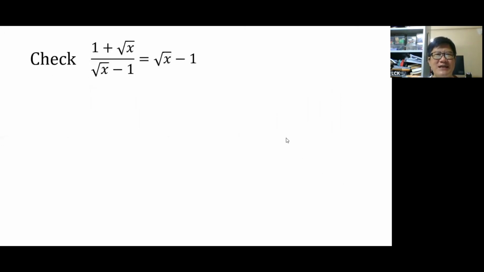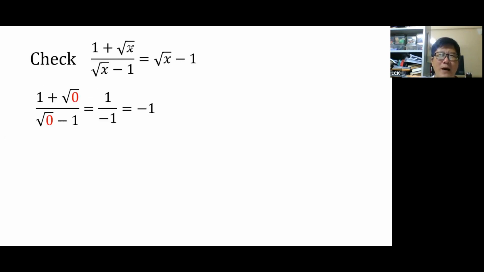So let's test out both solutions. Let's test out 0 first. When you test out 0, your left side looks like this: 1 plus square root 0 over square root 0 minus 1. On the numerator, you get a 1. On the denominator, you get a minus 1. And so 1 divided by minus 1 is minus 1. This is your left side.